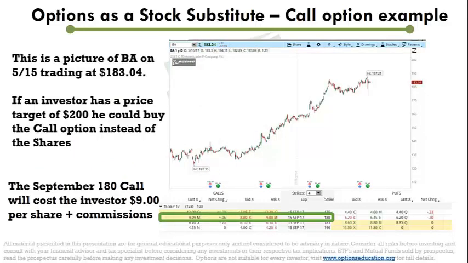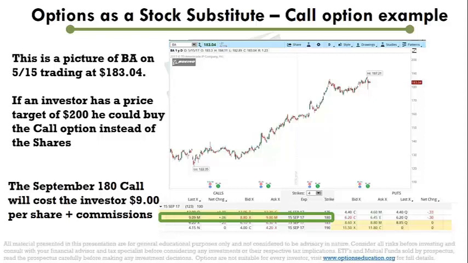Boeing Airlines. Here's an example from May of 2017, where it was trading for $183.04 on May the 15th. If the investor had a price target of $200 per share, he could buy the call option instead of purchasing the shares. Looking at the options chain down below, the investor can buy the call options for $9 a share plus commissions.